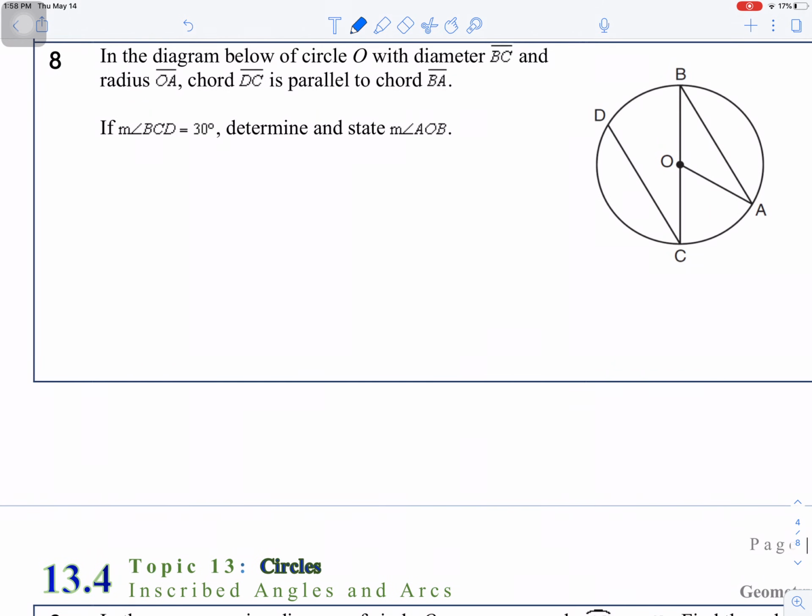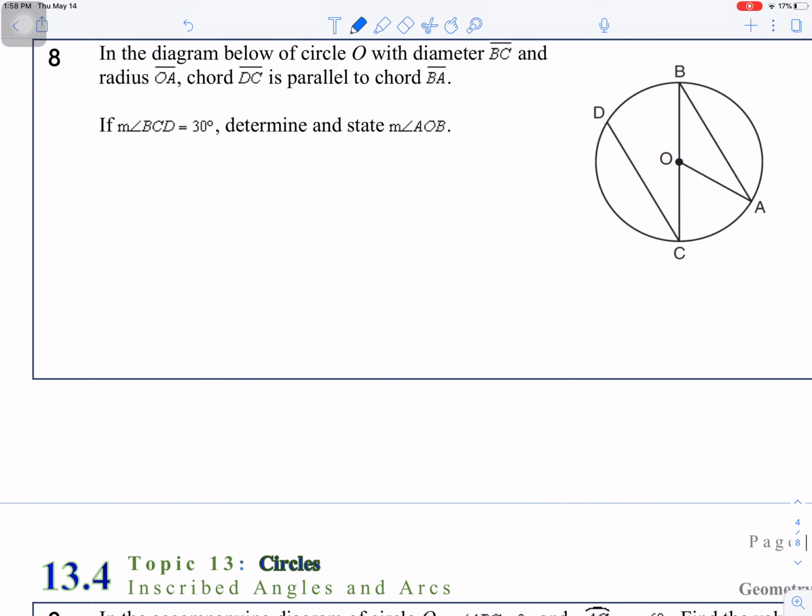In the diagram below, with diameter BC, important, that cuts it in half. You have parallel chords. When chords are parallel, I don't know if we need to know it for this, but they create congruent arcs. The arcs between them are congruent because they're the same distance apart from each other, so their arcs across from each other have to be equal.